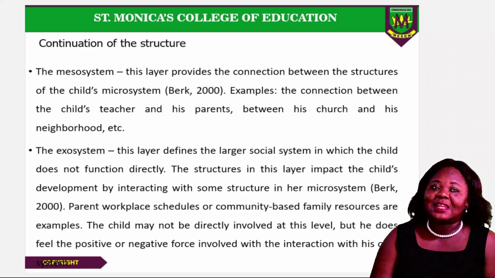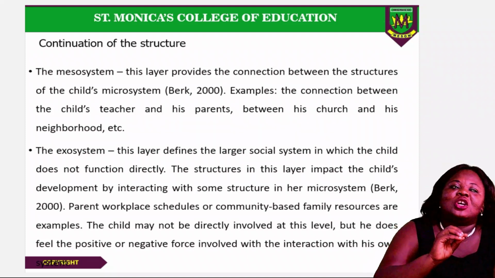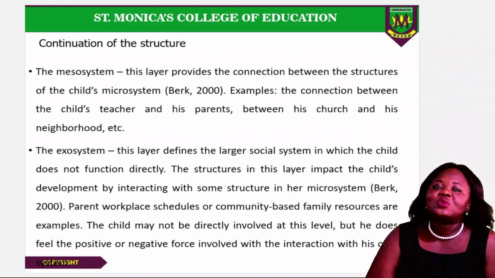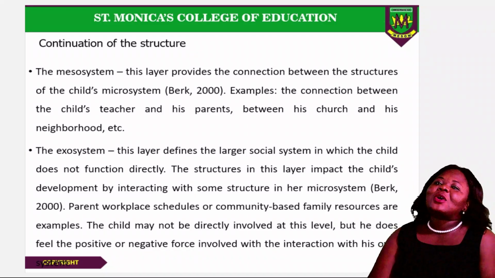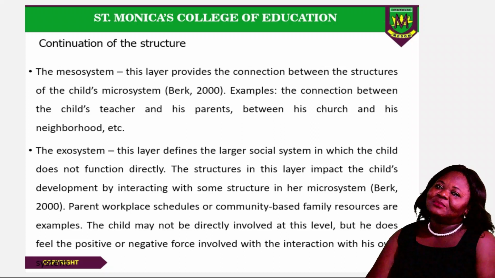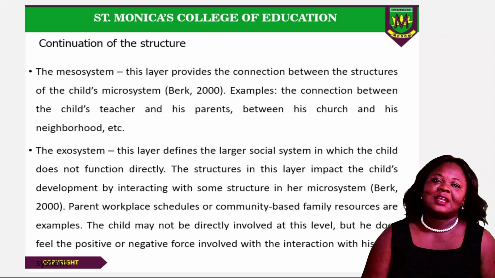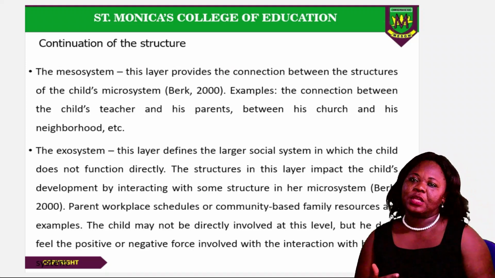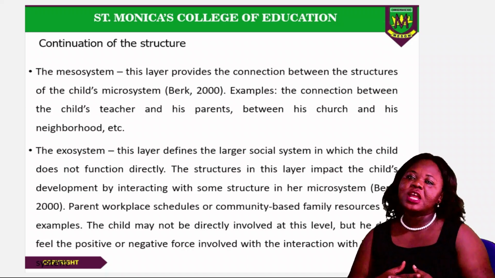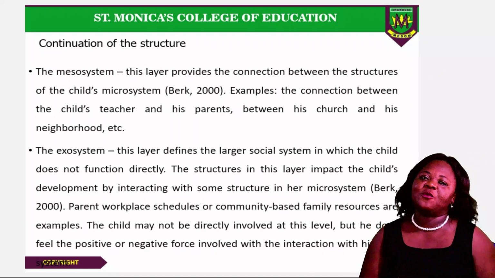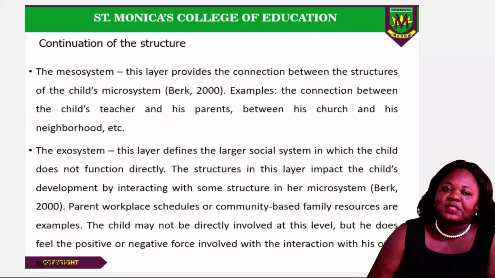Do you remember I said that at the macro level, it is between the child and his parent. Now it is between the child and his teacher and his parent. Madam, my mama says we are saying that is the relationship we are talking about. And then between you and your church and your neighborhood, so you have moved from the family level to a bigger level. Then we have the exosystem.